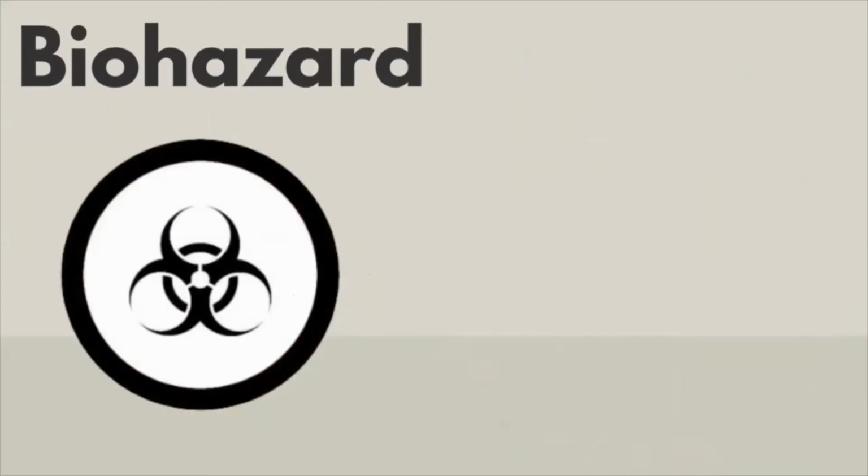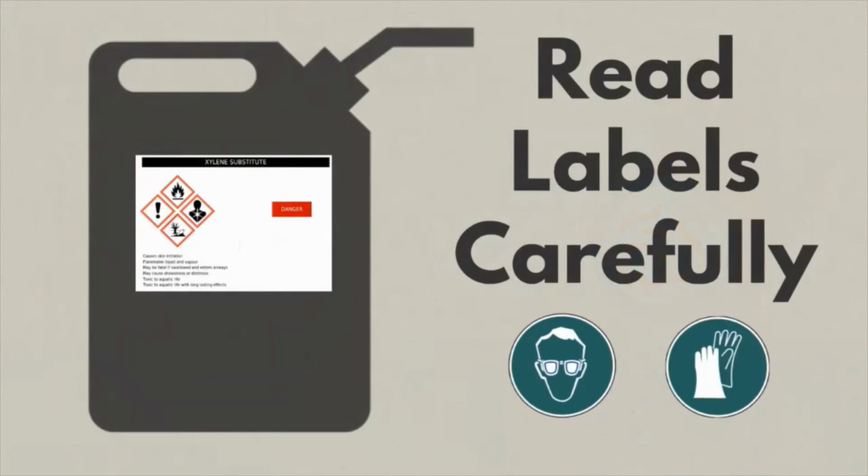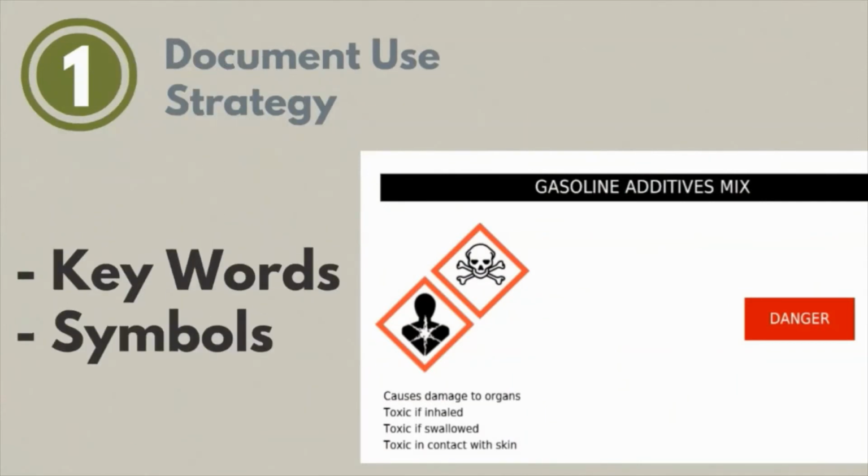This symbol means biohazard. Biohazards can cause diseases or sickness in humans or animals. Read the labels carefully. Wear your protective equipment, like glasses and gloves, when using hazardous products. WHMIS labels must contain warnings and information about how to use them safely. Look for keywords on labels in addition to the WHMIS symbols.